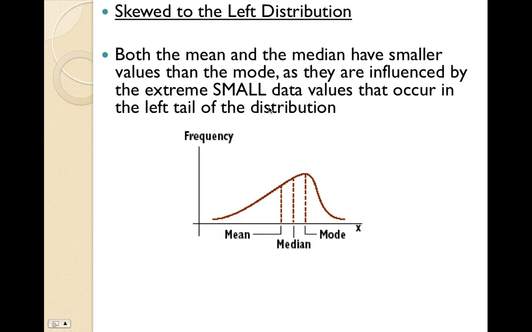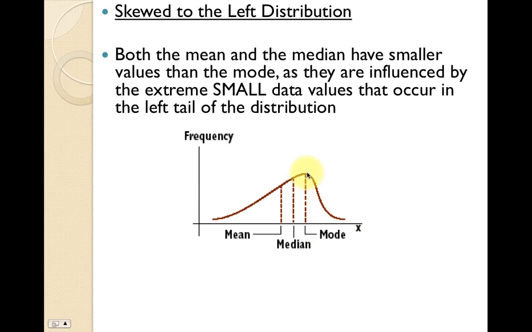The mean and the median have smaller values than the mode, as they are influenced by the extreme small data values that occur in the left tail of the distribution. So here's what happens in a skewed left distribution. The mode contains the data value that appears with greatest frequency. So the highest frequency, noting that frequency is the vertical measure right here, the highest point of this graph represents the mode. So that's easy to spot.